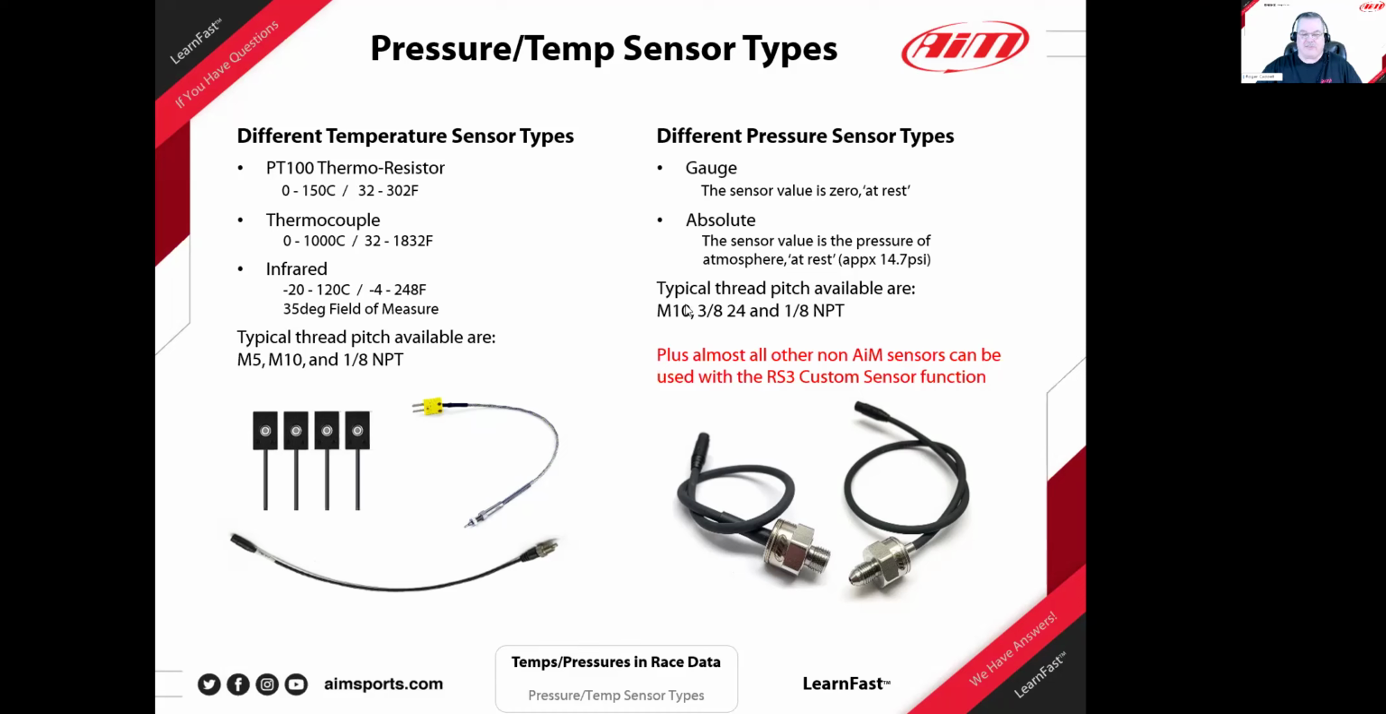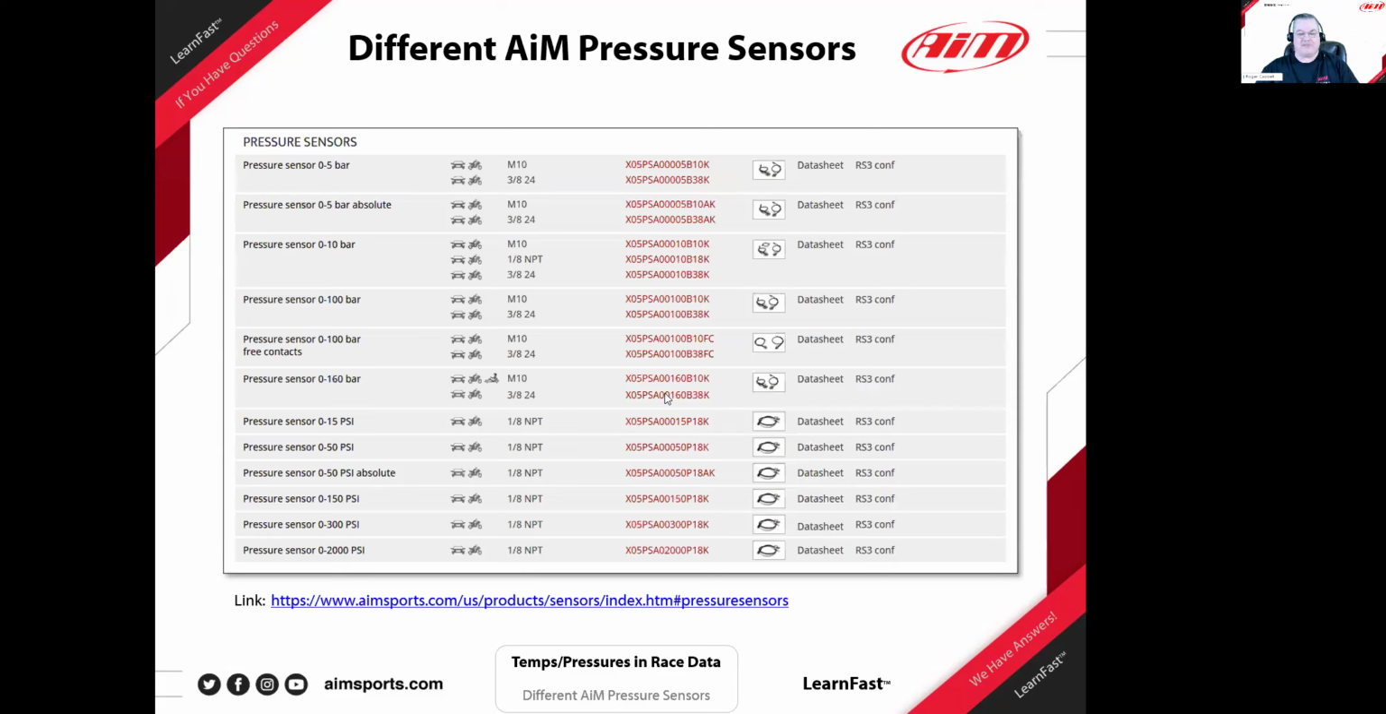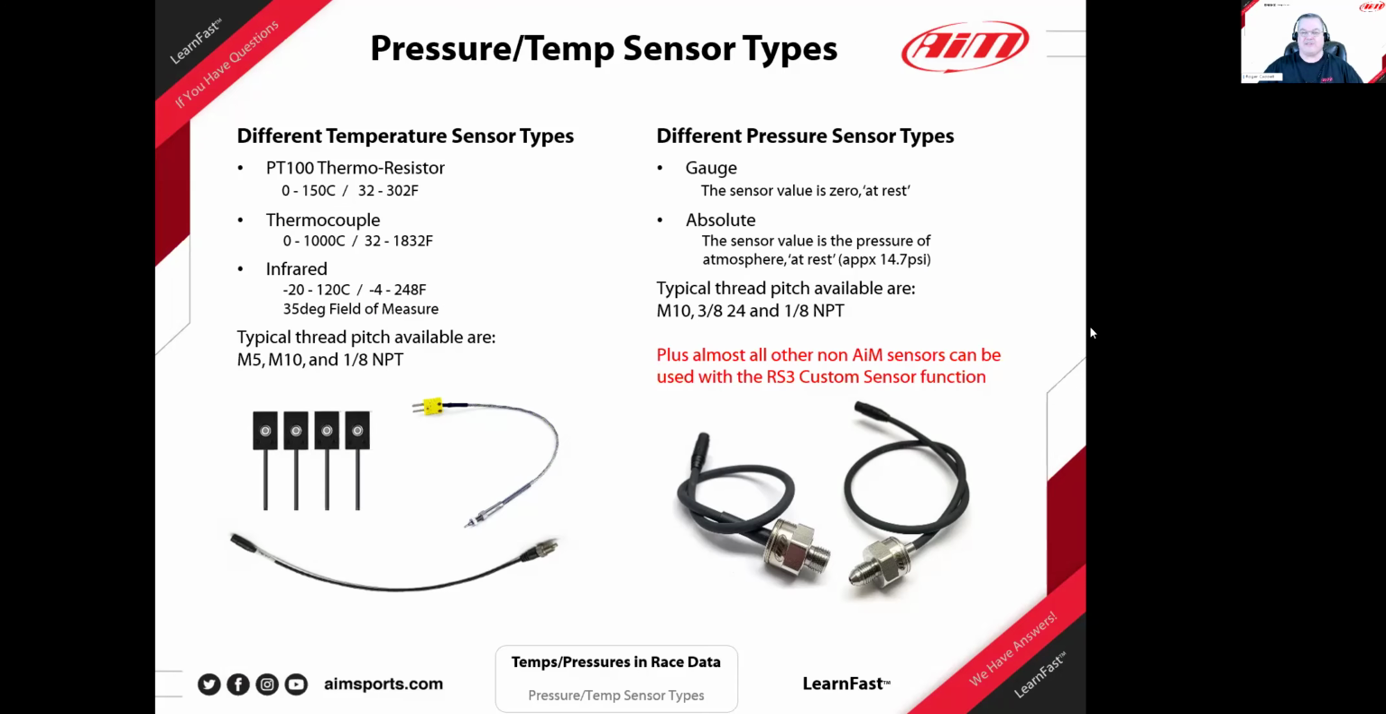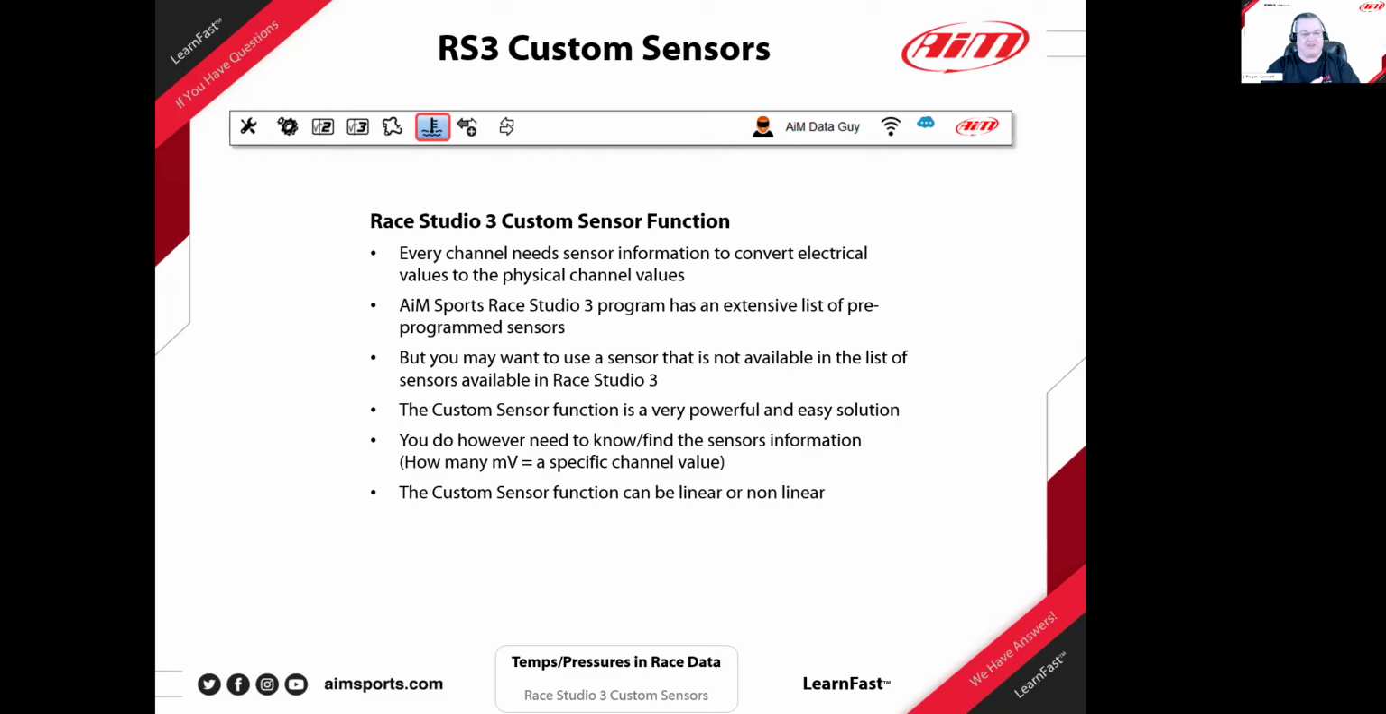And of course, all of these, everything that we just showed you from the previous list, are available in Race Studio 3 to very easily configure. But if you have a sensor that you're grabbing from somewhere else, a GM sensor, or a sensor you have found that will work for you, it may not be in our pull down list of sensors in our AIM library. We always have the custom sensor function, and we're going to talk a little bit about that. So, custom sensors, let's just jump right into that.